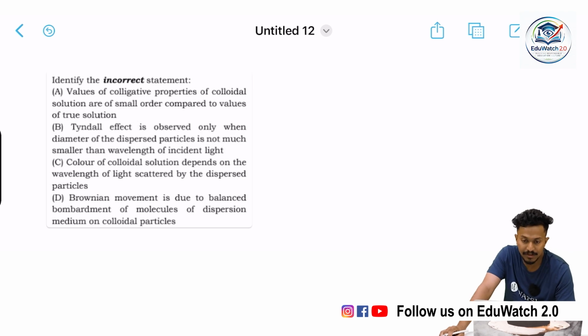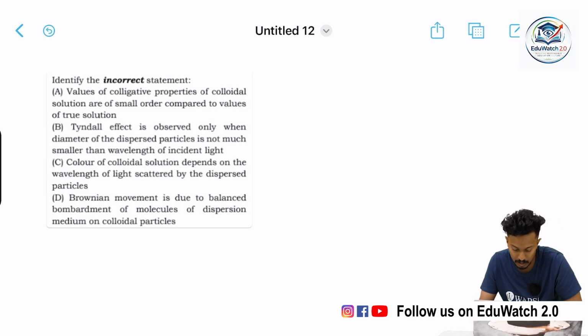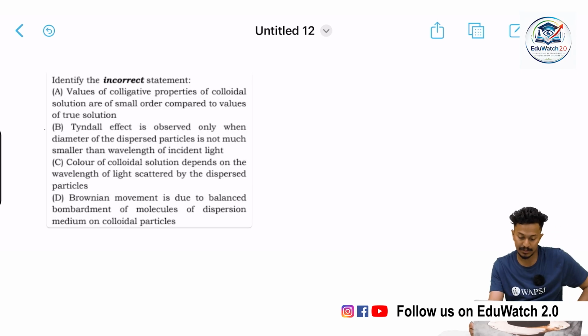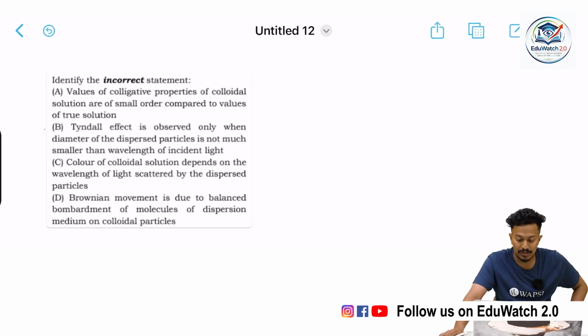Identify the incorrect statement. Values of colligative properties of colloidal solution are of small order compared to values of true solution. Tyndall effect is observed only when diameter of the dispersed particles is not much smaller than the wavelength of the incident light. Color of colloidal solution depends on the wavelength of light scattered by the dispersed particles. Brownian movement is due to the balanced bombardment of molecules of dispersion medium on colloidal particles. What do you think the incorrect statement would be?